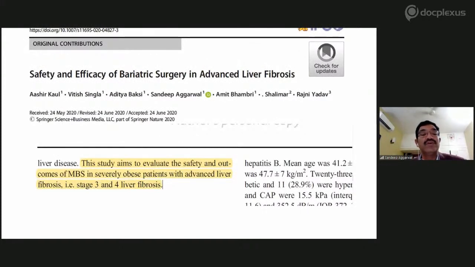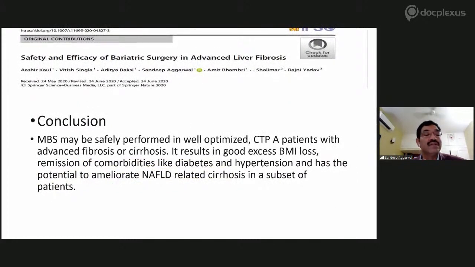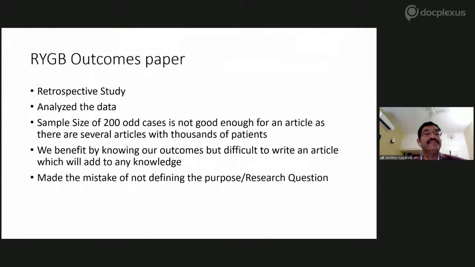Unless you do that, you may write anything and come out with some vague conclusion. It could be a negative conclusion. You could have said, okay, metabolic surgery is not safe. That's also good enough. But one should have a clear-cut answer to what you're saying.